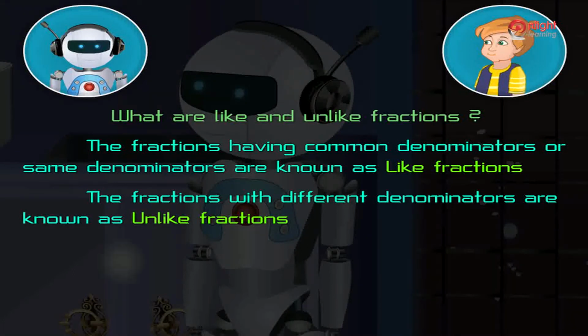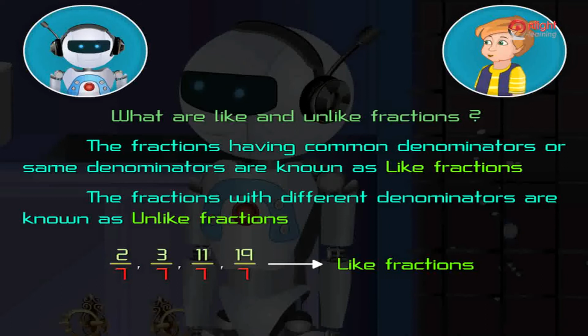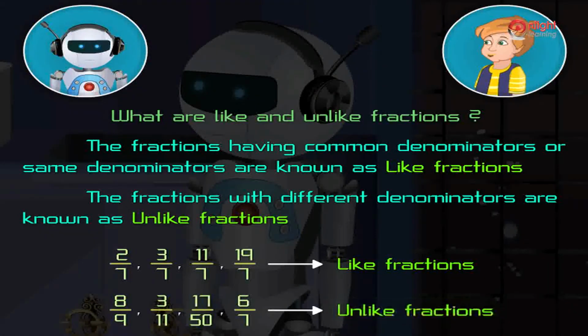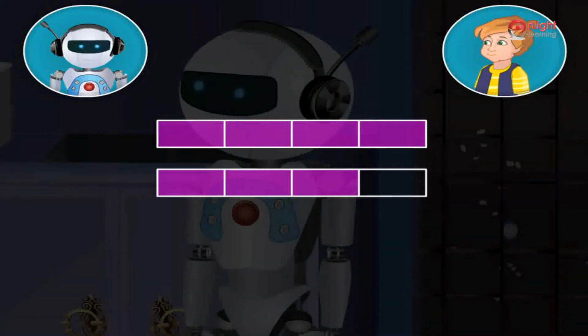Of course, 2/7, 3/7, 11/7, 19/7 are known as like fractions since they have 7 as the common denominator. 8/9, 3/11, 17/50, 6/7 are examples of unlike fractions since they have different denominators. This shows that you both are studious students. Can you represent the shaded region as fraction?